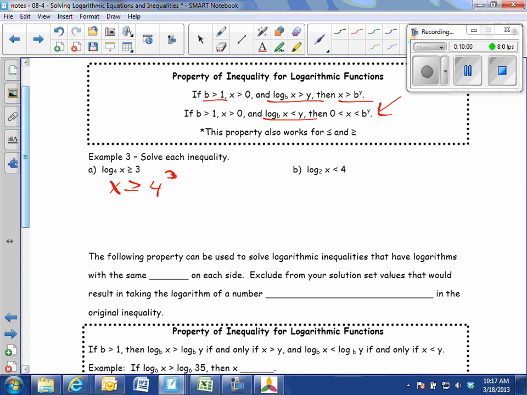Alright, so let's finish this one up. Let's finish this one up. What's 4 to the third?